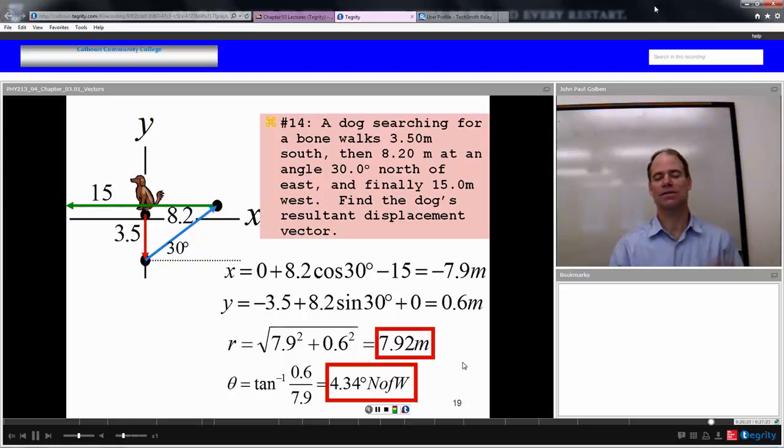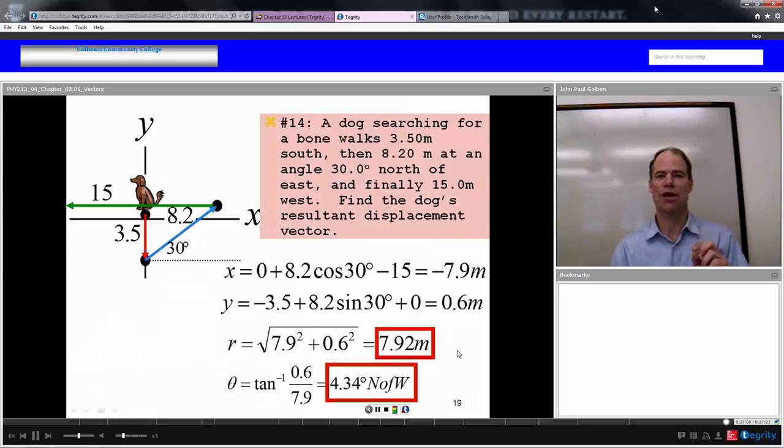So in this case, I really didn't show you the vectors involved. I have a negative 3.5j, and then I have a vector going up with two components. It's hard to say, 8.2 cosine 30 i plus 8.2 sine 30 j was my second vector, and then my last vector was a negative 15i. So these are three vectors I add together to get my resultant vector and my resultant displacement based on that.